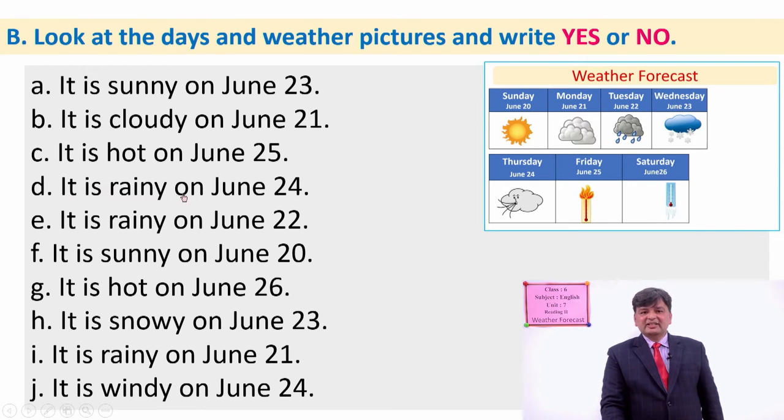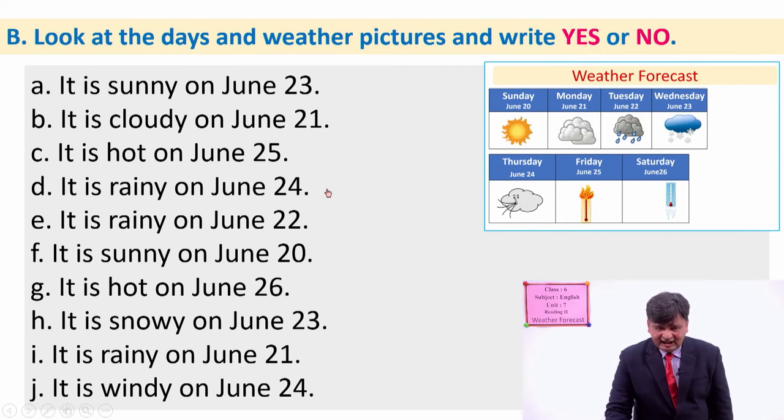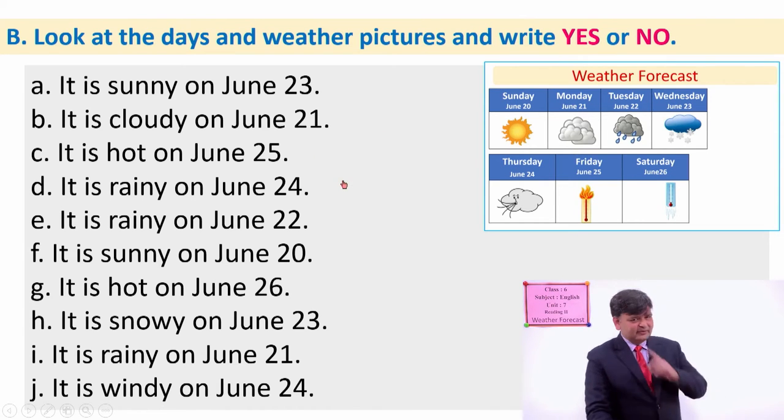Okay. It is rainy on June 24. Is it rainy? No. Okay. So what do you have to write? True? No. Okay. It's not rainy, so it's false. Do you have to write false here? Can you write false? No. What do you have to write? No. Very good. No, you have to write no.